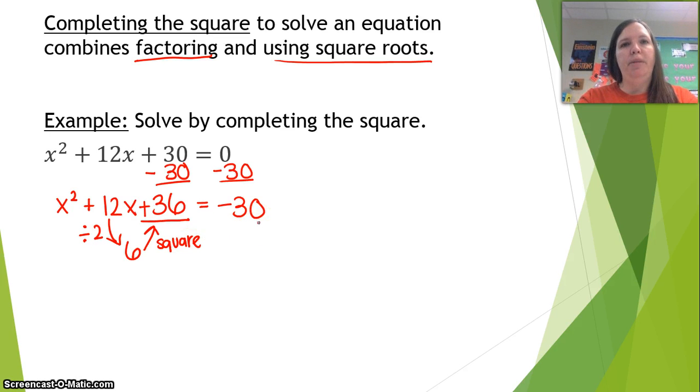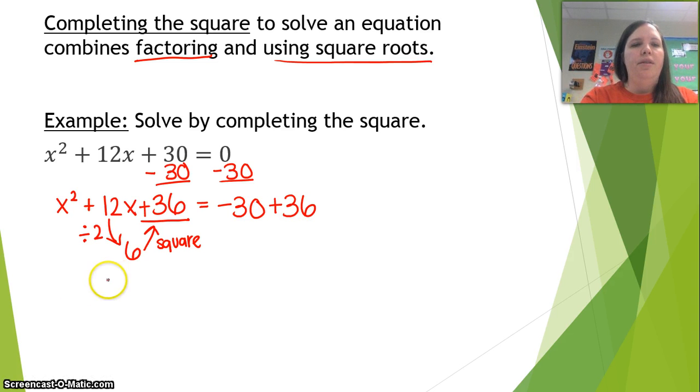Now, the step I'm missing here is that I've got to think about how I am going to balance this out. Well, now I have two sides of an equation. Before I just had an expression, I didn't have two sides of an equation. So if I add 36 onto the left side, what can I do to balance that out? I can add 36 to the right side.